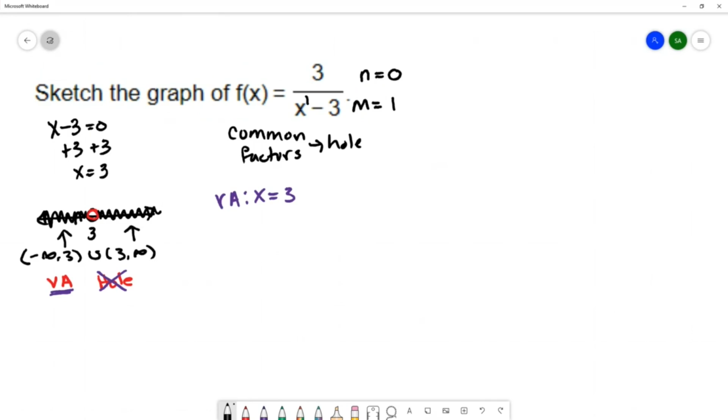When we compare these to each other, n is less than m, and if we look at our cases of possibilities for horizontal asymptotes, that's the first case where n is less than m. I apologize, I wrote 0 there. n is less than m. And in that case, we have a horizontal asymptote, which is y equals 0. So this particular rational function has a horizontal asymptote of y equals 0.